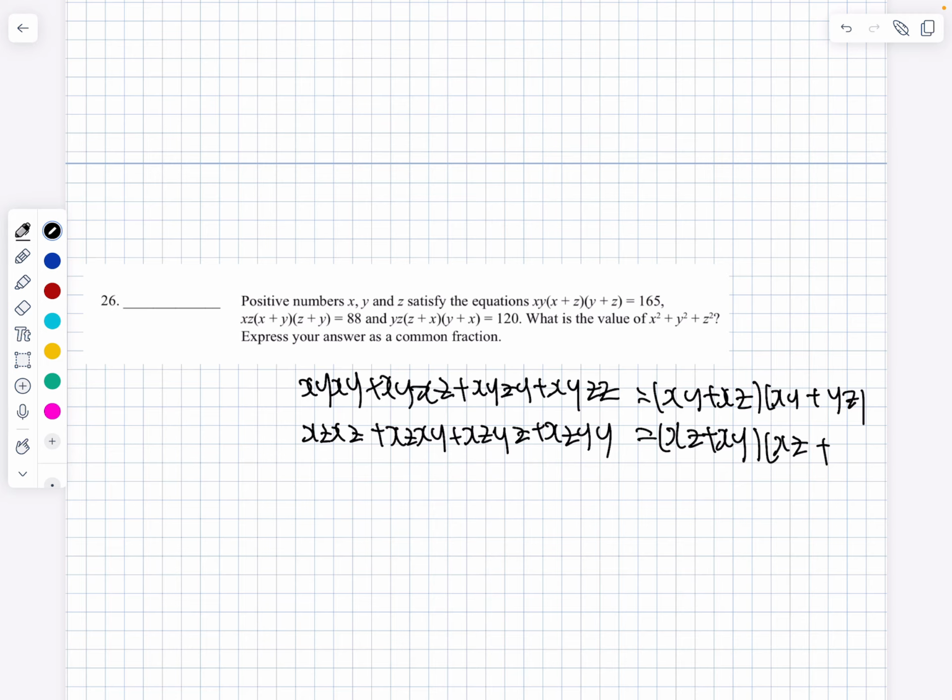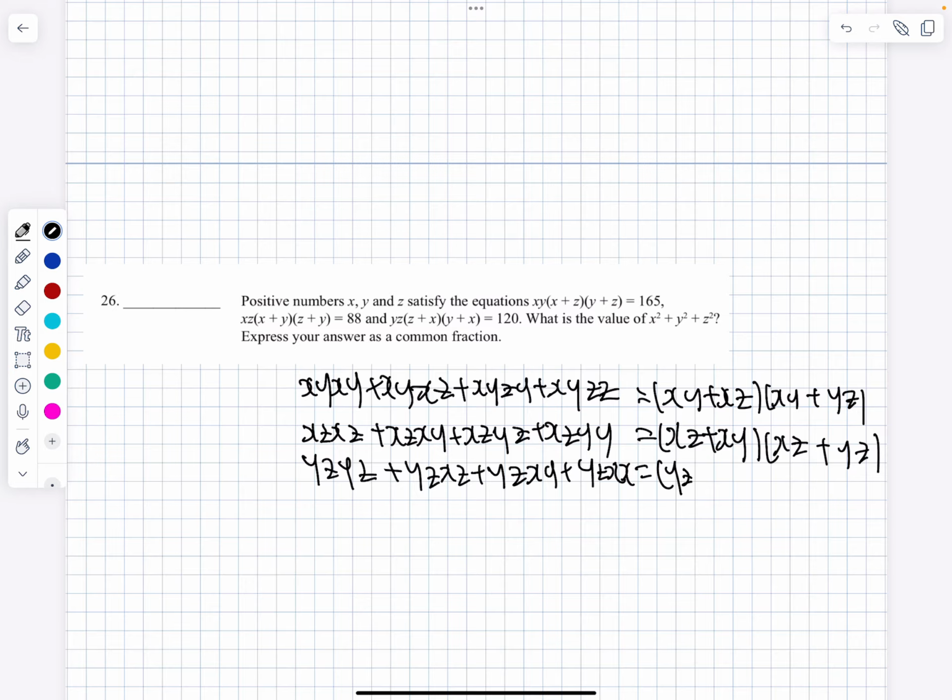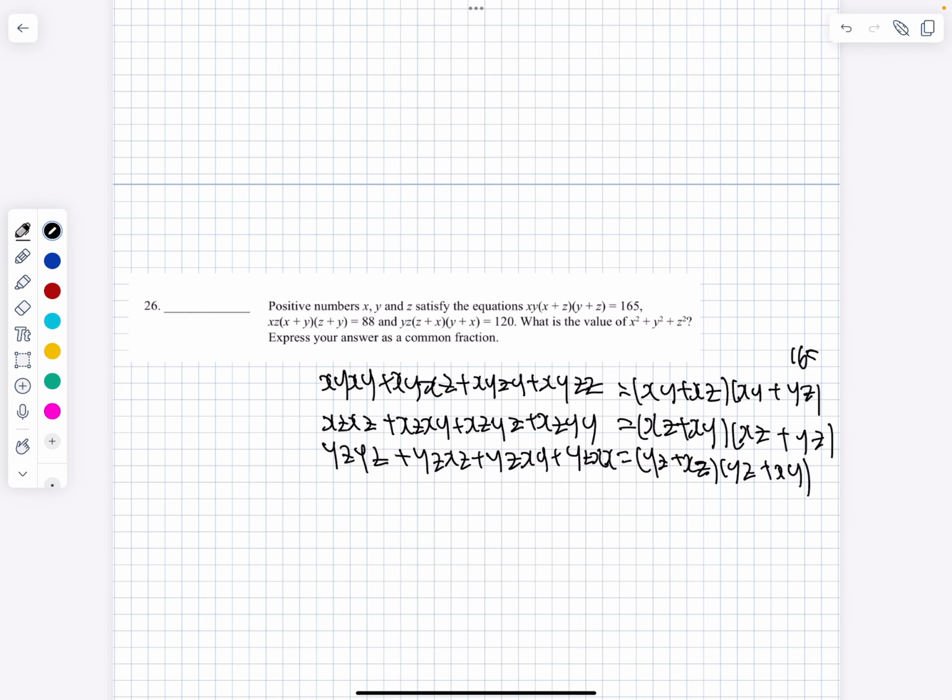For the third equation, you can simplify this as yz plus yz xz plus yz xy plus yz xx, which can simplify to yz plus xz times yz plus xy. And each equals 165, 88, and 120.